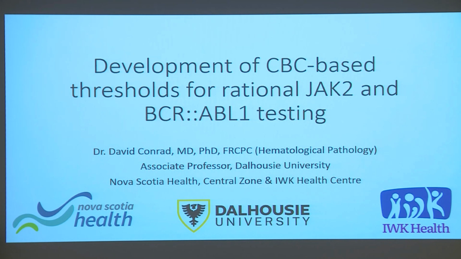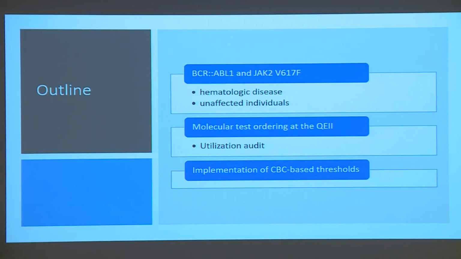The lab testing that I focused on in particular were JAK2 V617F and BCR-ABL molecular testing. So I'll go through these two genetic abnormalities a bit in terms of hematologic disease, and also how we can find them in unaffected individuals. And then I'll go through the experience I had developing the CBC-based thresholds for basically automatically triaging these particular molecular tests.